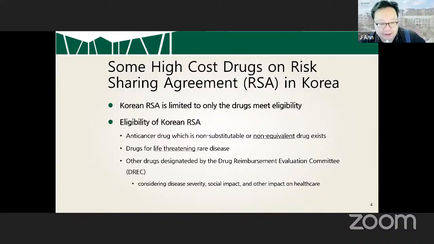And drugs for life-threatening rare disease are also eligible for risk sharing. Again, life-threatening is defined in HIRA regulation. And other drugs can be designated by the Drug Reimbursement Evaluation Committee, but it is very rare. I do not recall any drug actually designated for this risk-sharing track.